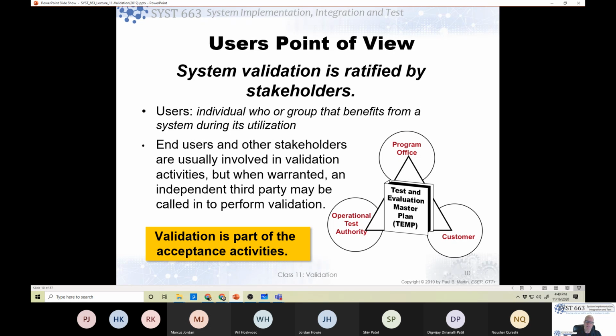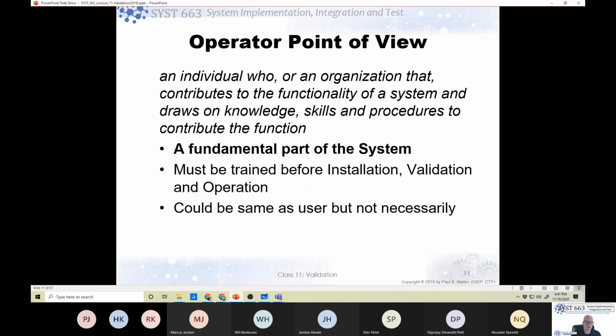The test evaluation and master plan we talked about last week is this whole triune of the program office, the customer or operator, and then the operational test authority, which actually does the validation to ensure that what the program office bought is indeed helpful to the operators. So you are looking at this as the operator point of view. They are a fundamental part of the system. They need to be trained and ready to use the system when it goes into your validation mode.